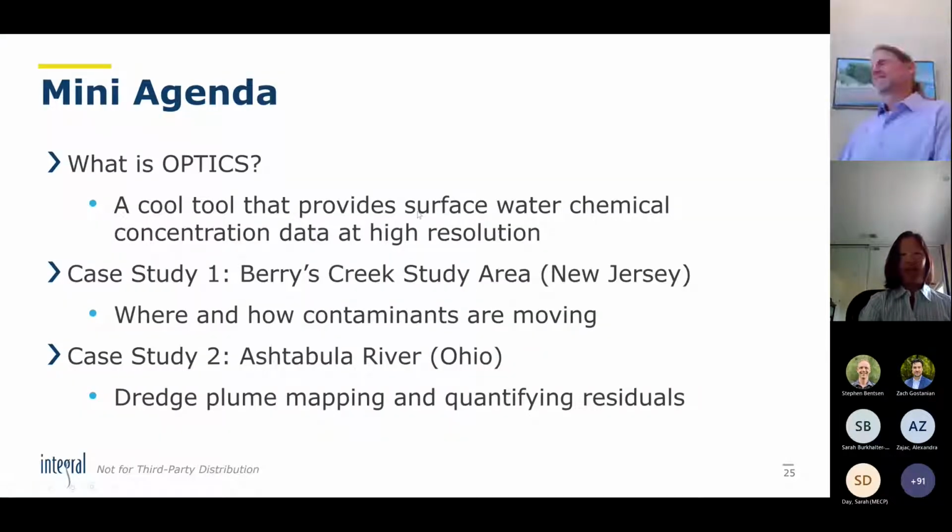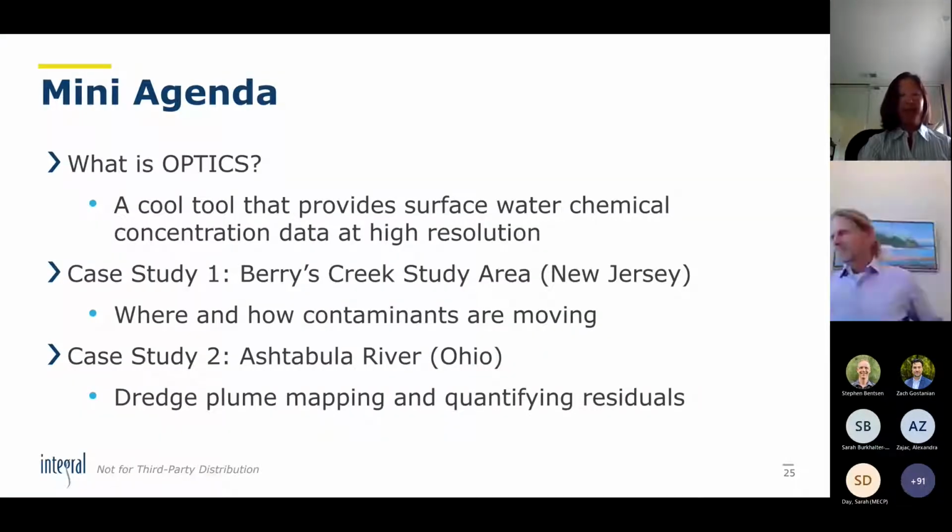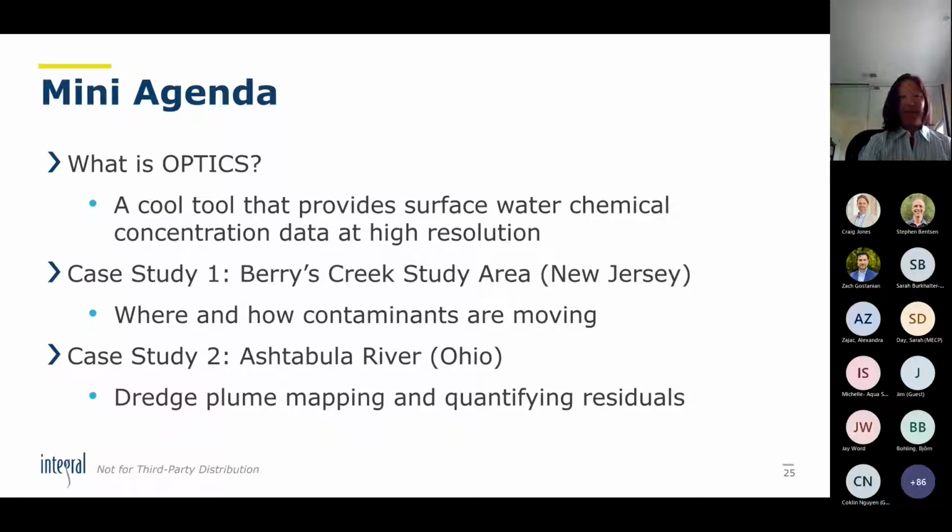Great. Thank you, Craig, for that great introduction on sediment management best practices and for covering some great tools for characterizing bedded sediments. So now, as Craig mentioned, we'll move into the water column and we'll talk about optics, or optically based in situ characterization system. Optics is a tool that provides surface water chemical concentration data at temporal and spatial resolution that is much higher than possible with traditional discrete sampling techniques.